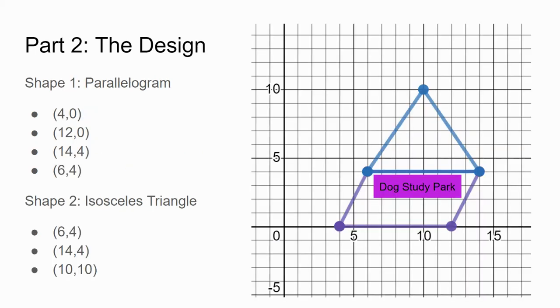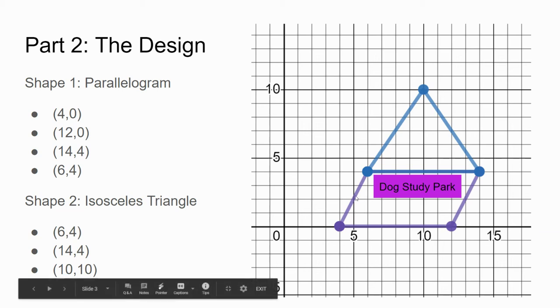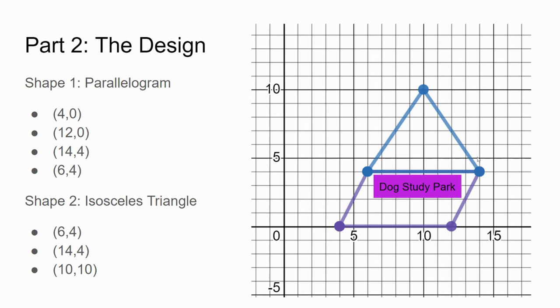So part 2 is the design. The shapes that I chose were a parallelogram and an isosceles triangle. I made this on Desmos, which I will show you step by step how to go about doing that. That'll be next week. So basically, here's my parallelogram down here. It's a building. And then the roof is going to be an isosceles triangle. So here's my two shapes.